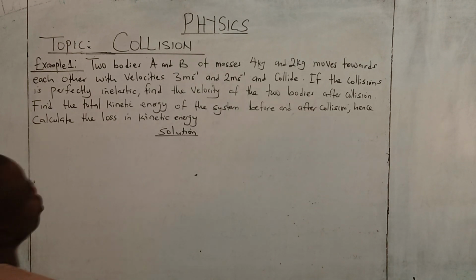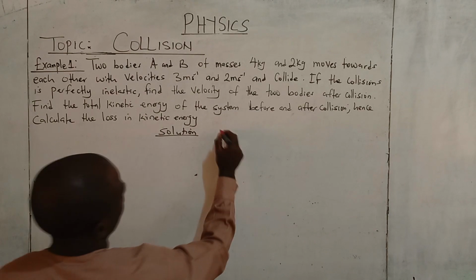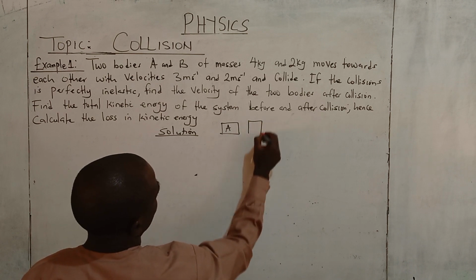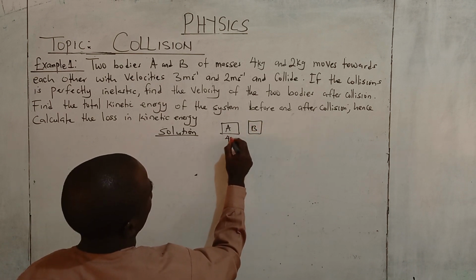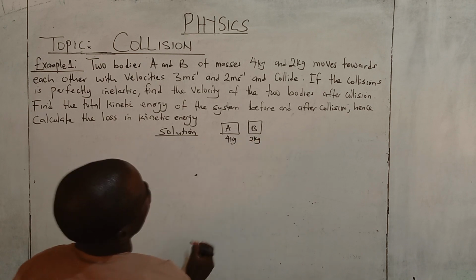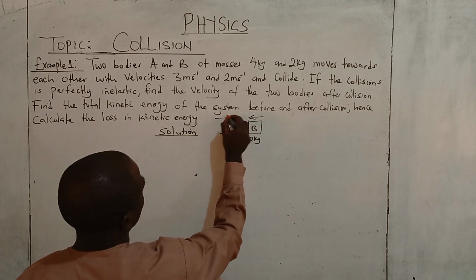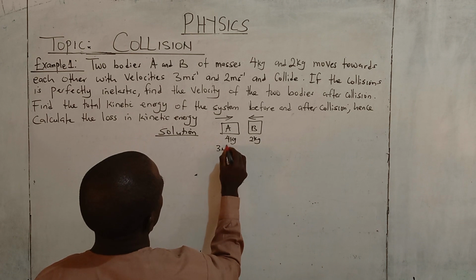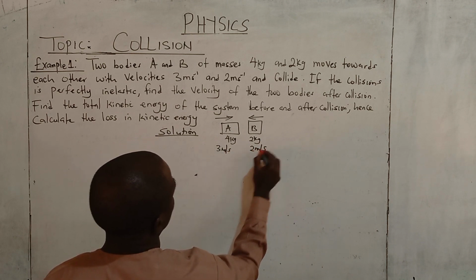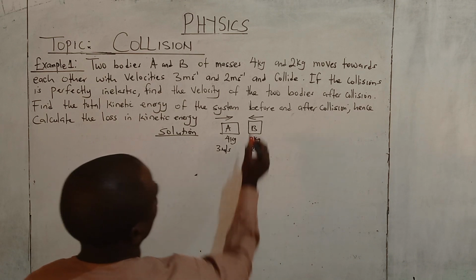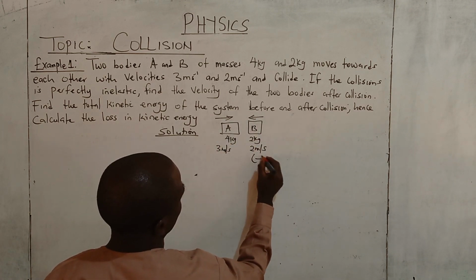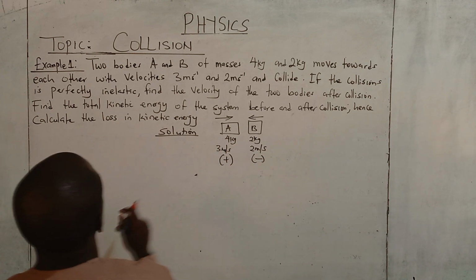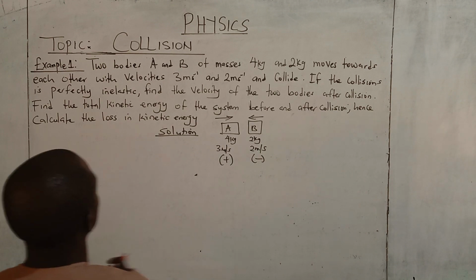The first thing to do is to analyze your question. Two bodies. Let's assume this is the first body A, and the second one is B, of mass 4 kg and 2 kg. They move towards each other with velocity of 3 meter per second and 2 meter per second, and collide. Because this one is coming from the opposite direction, negative, this one is positive. If the collision is perfectly inelastic, find the velocity of the two bodies after collision.